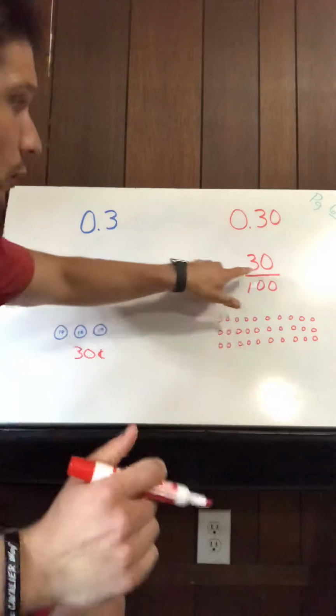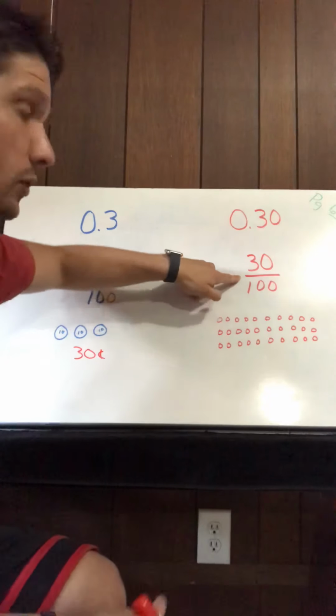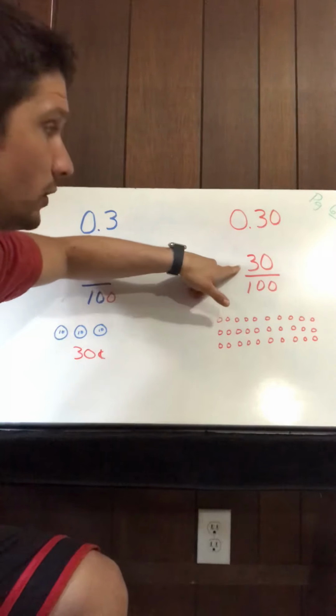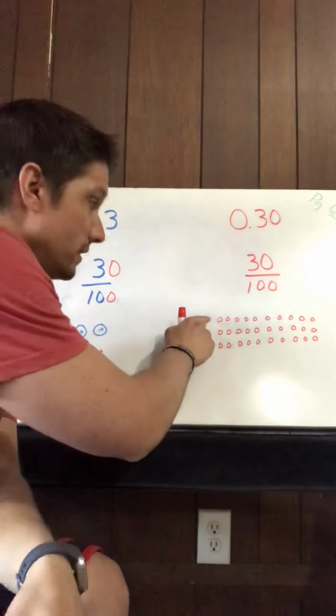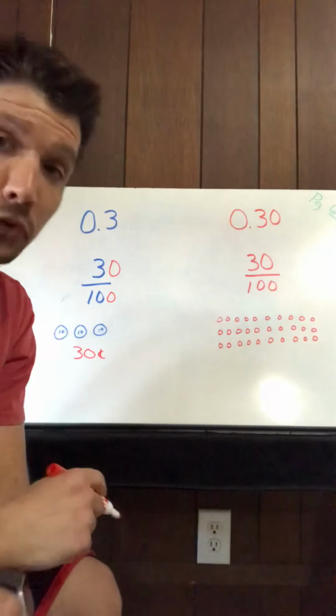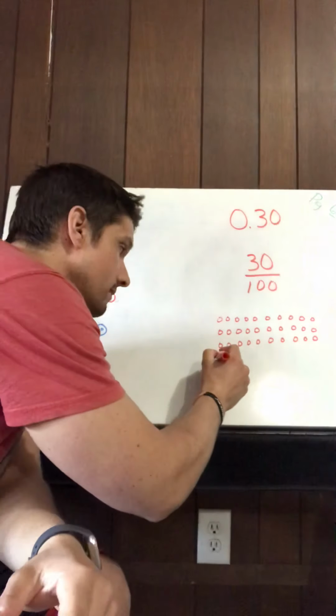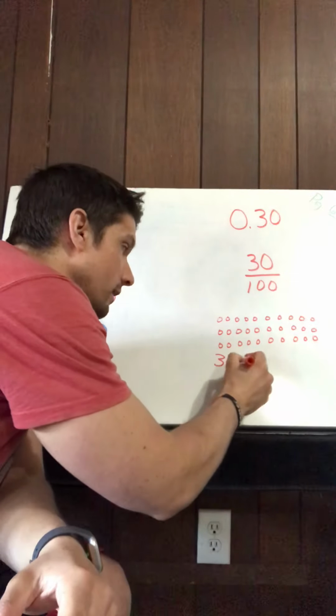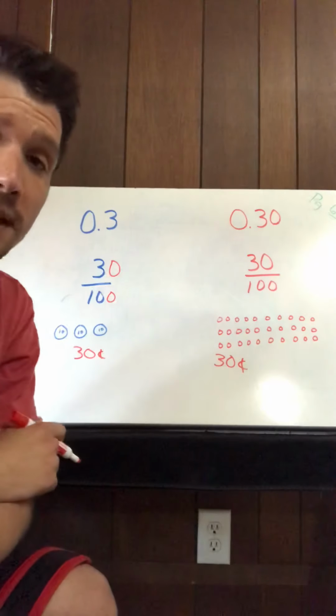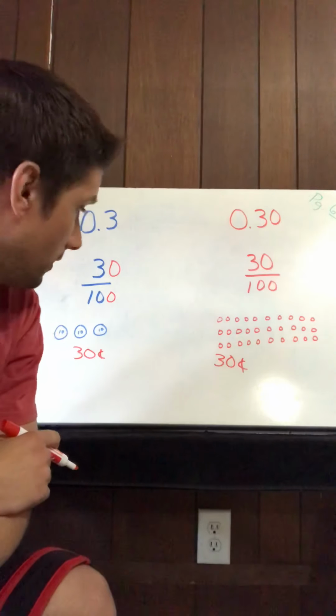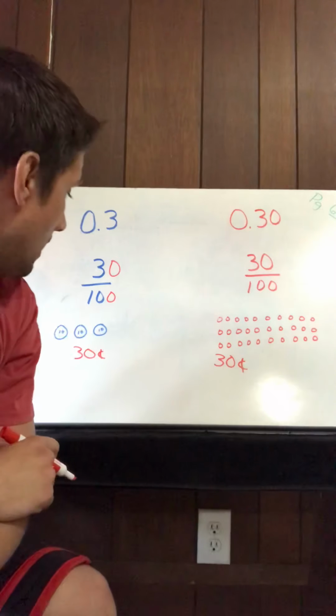All right, 31 hundredths. We can think of 31 hundredths as 30 pennies. So what I did right here is I drew out 30 pennies. Of course, what's the value of that? It is 30 cents as well.